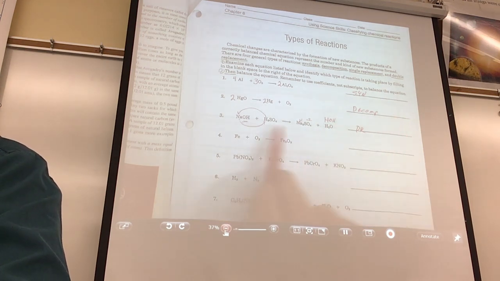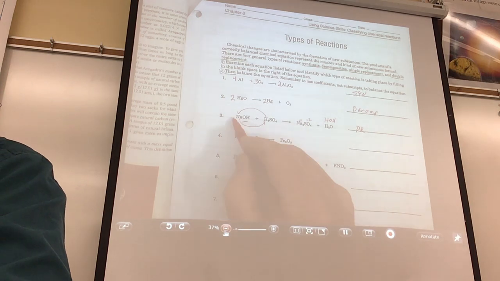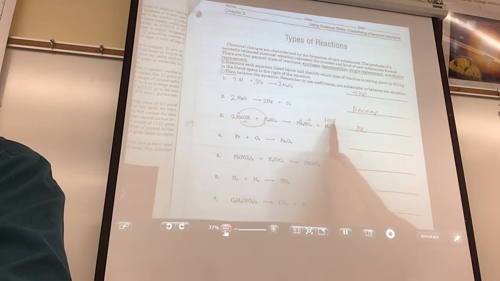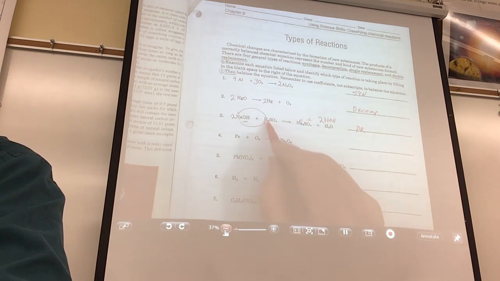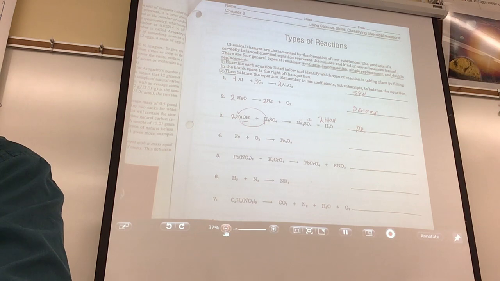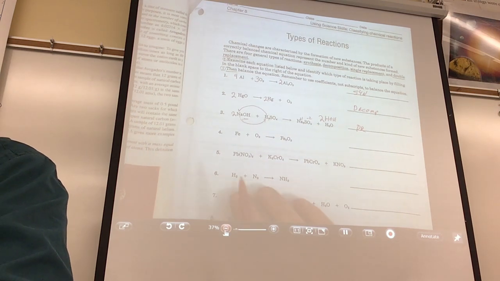So when I balance it, I can go through here, and I see 2 sodiums, so I might as well go ahead and put 2 here. 2 hydroxides. 1 hydroxide, 2 hydroxides, and now I have 2 hydrogens that are not in hydroxide, and I have 2 hydrogens. See that?